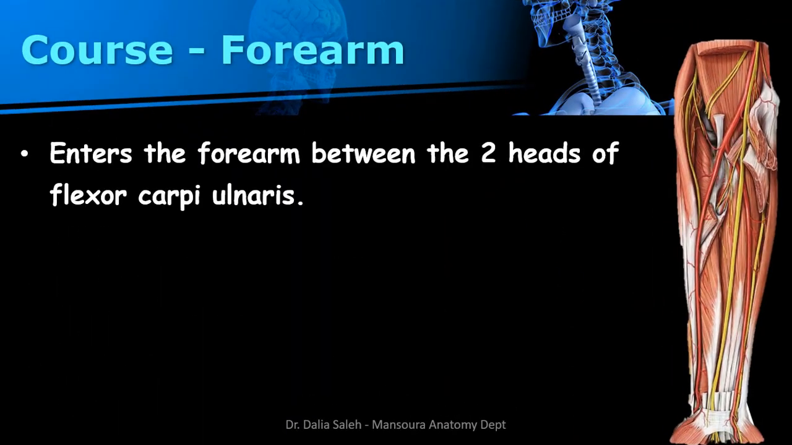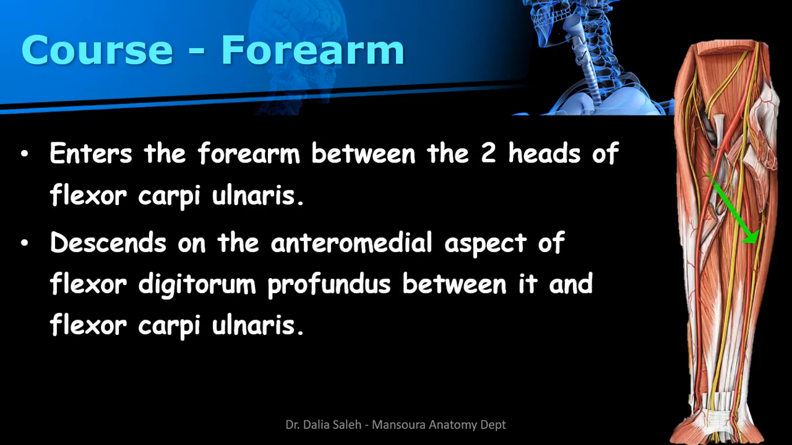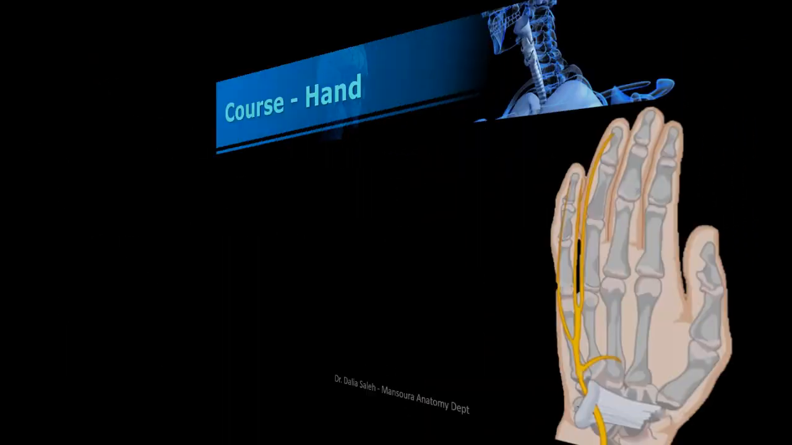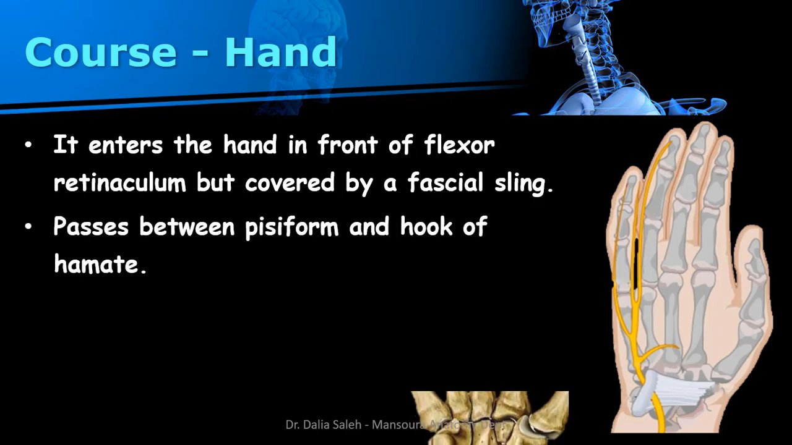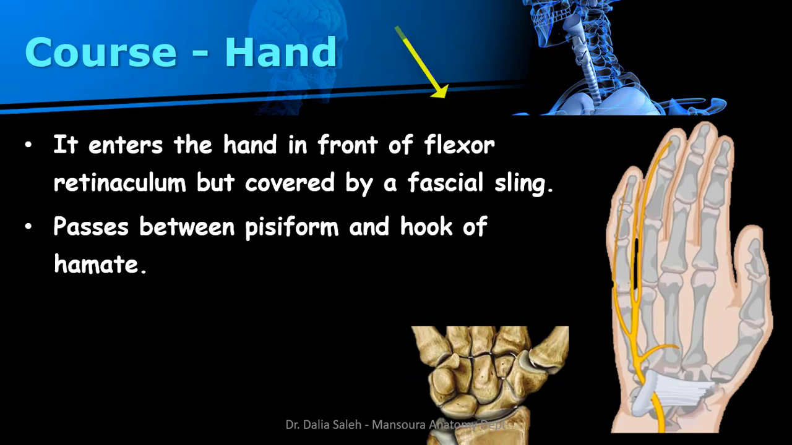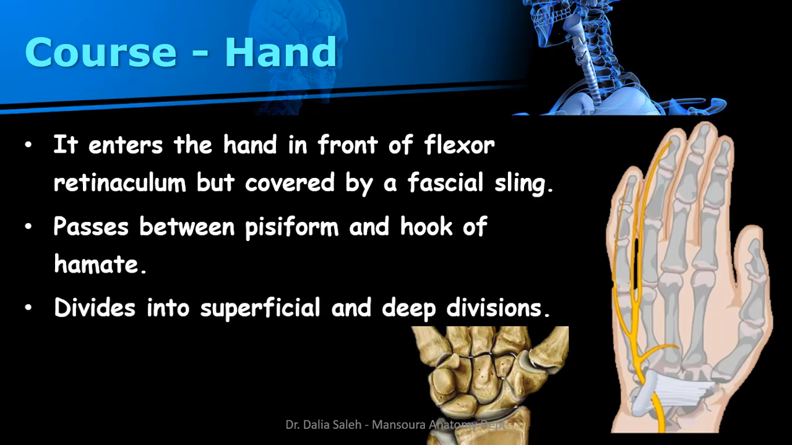It enters the forearm between the two heads of the flexor carpi ulnaris muscle, and then descends on the anteromedial aspect of the flexor digitorum profundus between it and the flexor carpi ulnaris. It enters the hand in front of the flexor retinaculum, but covered by a fascial sling. Then it passes between the hook of hamate and the pisiform bone, and then divides into superficial and deep branches.